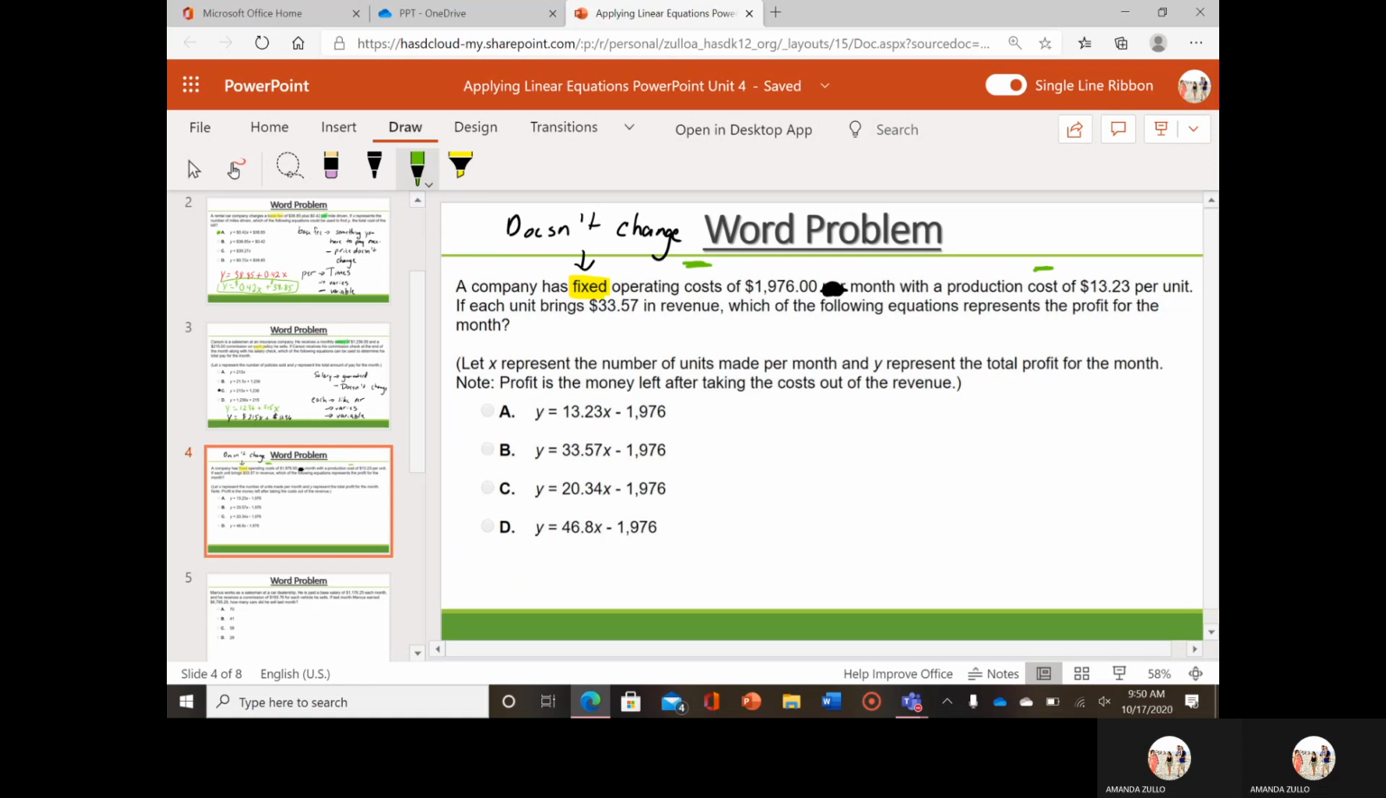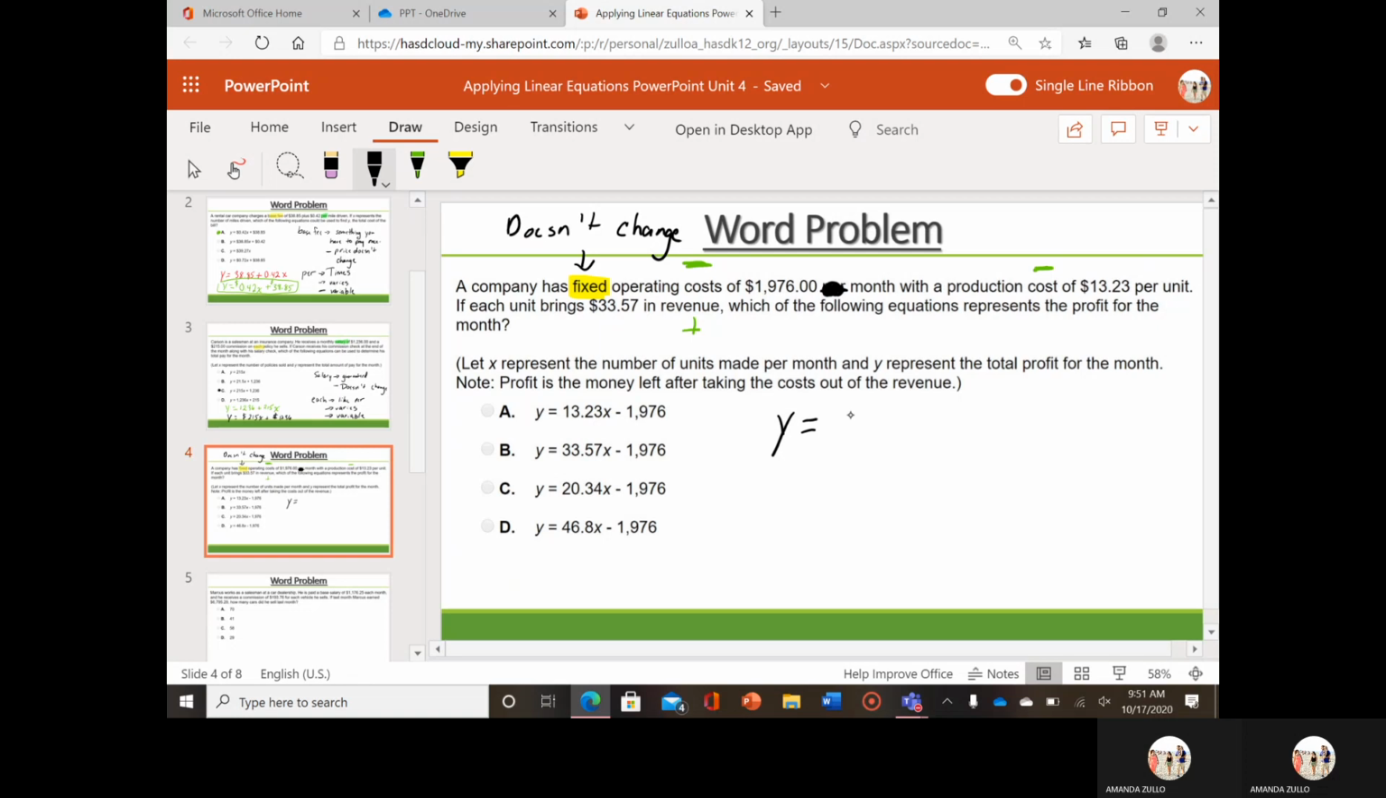If each unit brings, so this is what they're earning per unit, $33.57 in revenue. Revenue is positive. Which of the following equations represents the profit? Profit is what you earn. Okay, and in the bottom, in the parentheses, they tell us X is the number of units made per month, and Y is the total profit. And it tells you what profit is. Profit is the money that is left after taking the costs out of the revenue. So profit is what you get to take home. That's cool, right?